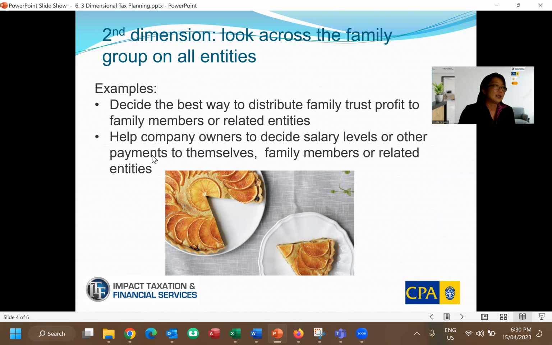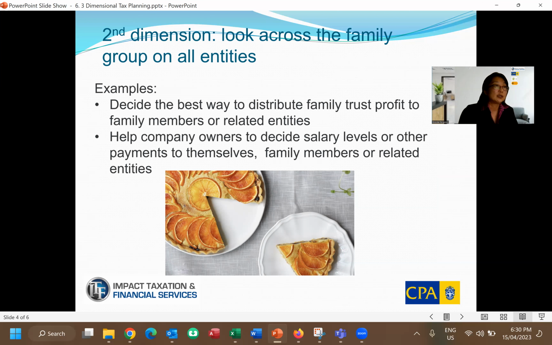All right, then the second example we have listed here is how company owners decide salary levels or other payments to themselves, family members, or related entities. So that's actually similar to the first example. I guess for company structure, the only difference is the owners need to decide salary instead of profit distribution, as in a family trust.